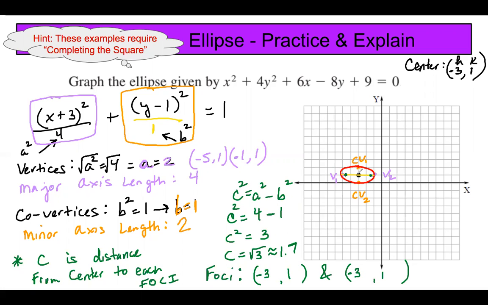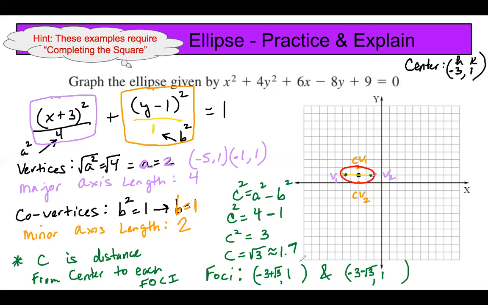And then I got to think to myself, from the center, which way did we go to plot the foci? We went to the left and to the right, which is an X movement. And how much did we go? We went square root of 3, which is 1.7. So since the foci are horizontally aligned in this problem, and horizontal is X, I'm going to add the square root of 3 to the X coordinate for one, and I'm going to subtract the square root of 3 from the X coordinate of the other. And that gives me my coordinates beautifully like that, and exact values too.